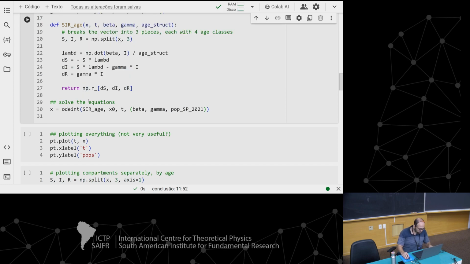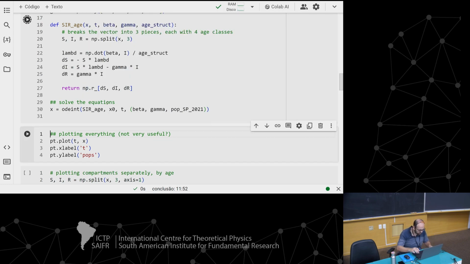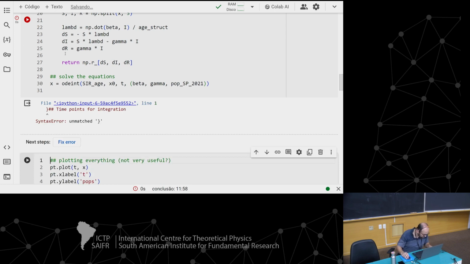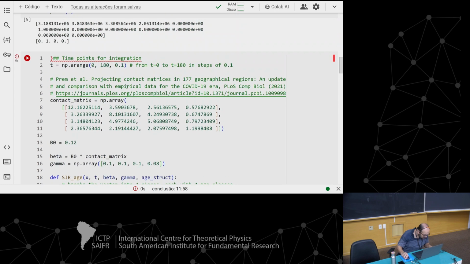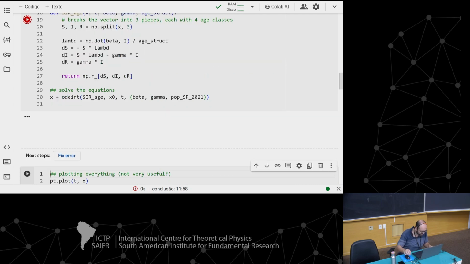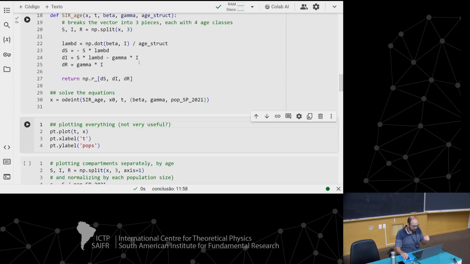Right, so I can solve this now. So I run this. And of course, I introduced some error at some point here. Okay, so this is weird. Okay, and I have the solution now.